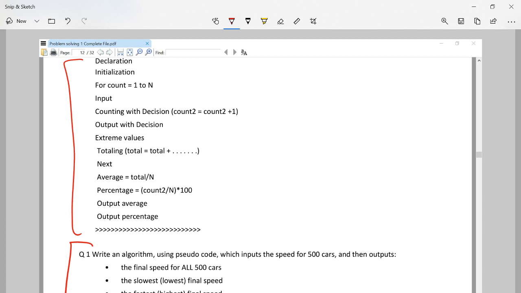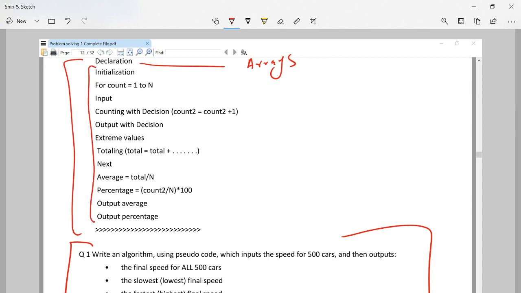Declaration will only be used when in pseudocodes they are going to ask us about the arrays. So far in this question there is no reference of an array, so we do not need to declare the variables, even though declaration can be done. The rest of the thing is super important. Okay, so we don't need to do the declaration part.